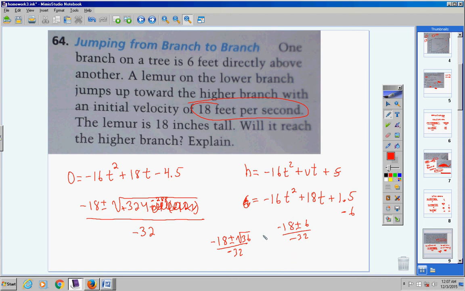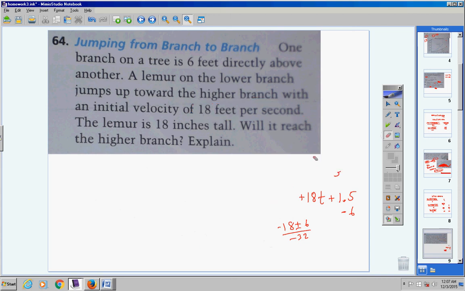Okay? So now we have negative 18 plus 6 all over negative 32. And we have negative 18 minus 6 all over negative 32. So yes, we are going to get an answer. We would get negative 8 divided by negative 32, which is 0.25 seconds. And then, let's see, negative 24 divided by negative 32, which is 0.75 seconds. Now, which one is it?